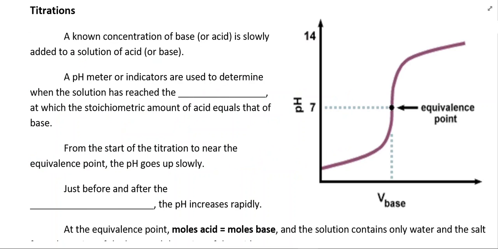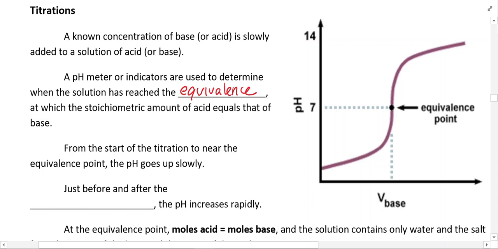So a titration is, we started talking about this in class, but a titration is when you know the concentration of either the acid or the base, and you have one and you don't know the other. So you're going to slowly add it so that you can figure out what the concentration is of the other substance. You can use a pH meter to help you determine when it has reached the equivalence point.